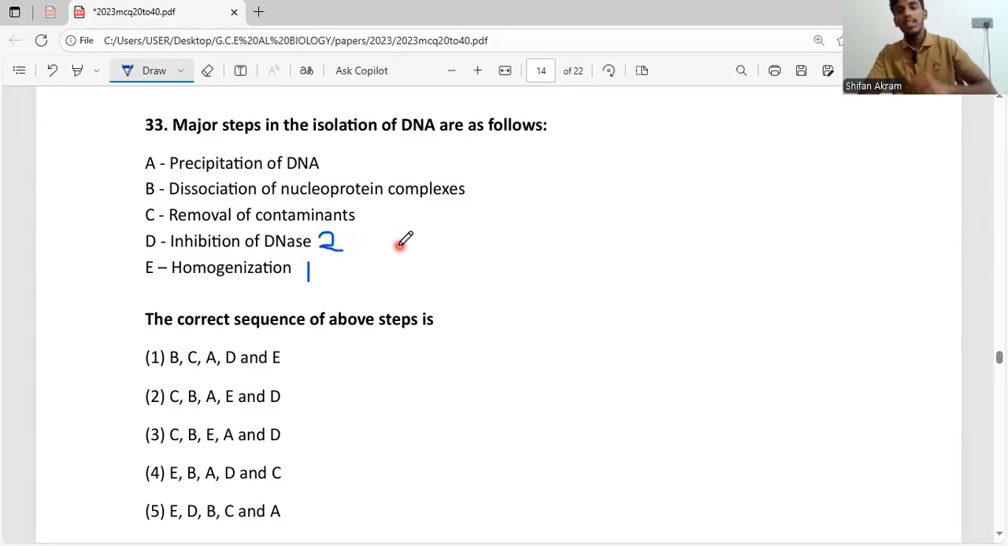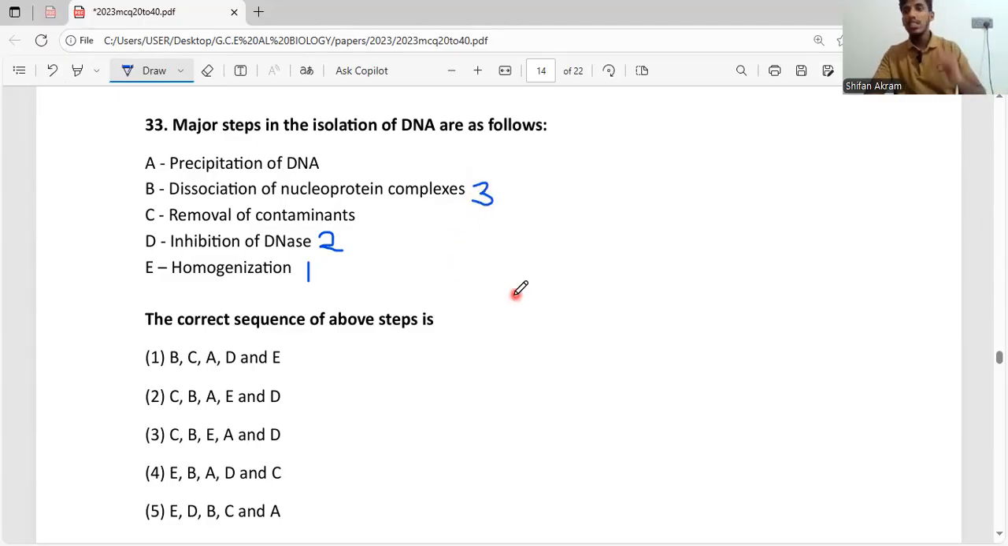What's the third step? Now we have inhibited the DNase, and now we have another problem. DNA is not freely floating, right? DNA is wound around histone proteins forming chromatin. Usually in the nucleus, DNA exists as chromatin. Now what do we have to do? We have to dissociate this nuclear protein complex. Now we have to remove the histone proteins from the DNA, and that is the third step.